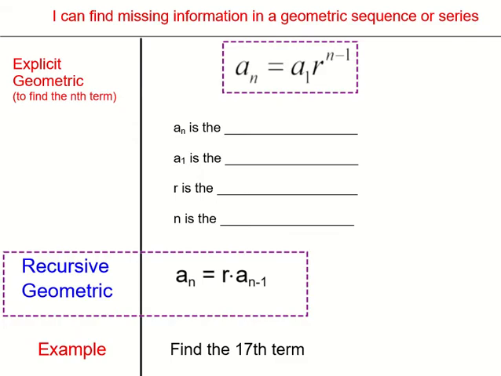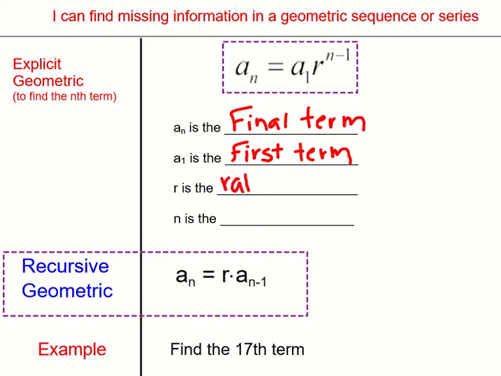Now we have explicit geometric. This is to find the nth term. So any term further on in our sequence, our a_n is our final term, so that term that we're looking to find. Our a_1 is our first term of our sequence. Our r is that ratio which we multiply by. And then the n is the number of terms in our sequence.